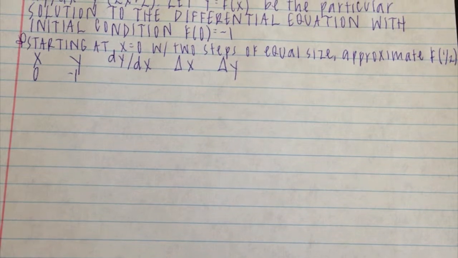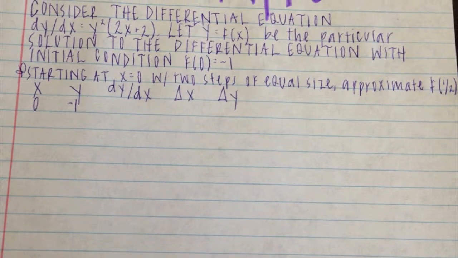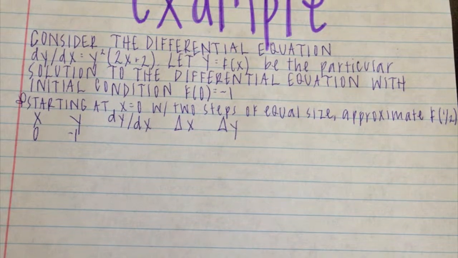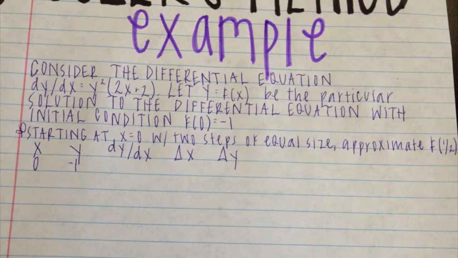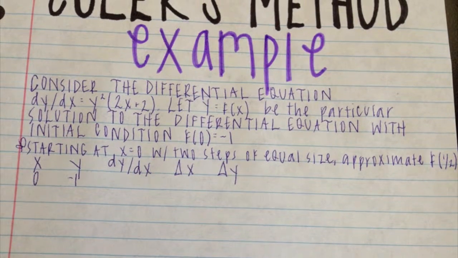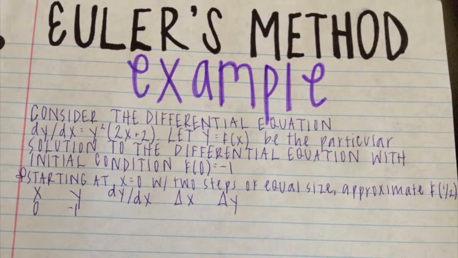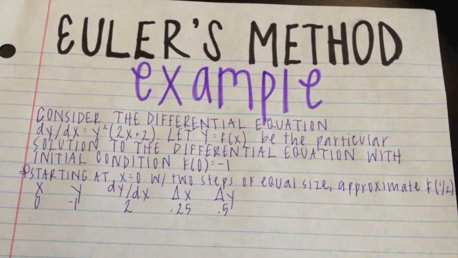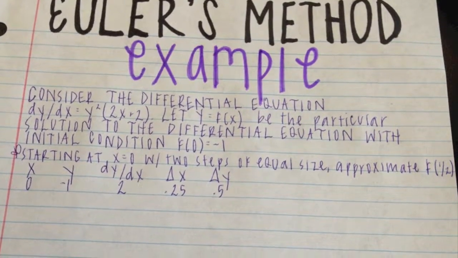Then a table can be constructed consisting of 5 columns labeled x, y, dy/dx, delta x, and delta y. Now we can go ahead and plug in our first point under the x and y column. The question asks us to approximate y when x is 1/2 with 2 equal steps. This information allows us to calculate our x values and delta x value. In order to get from 0 to 1/2 in 2 steps, the change in x must be 1/4 each time.